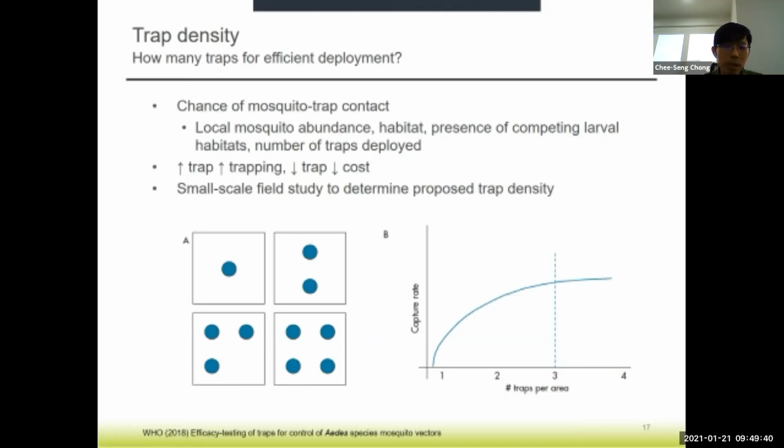So really, you will need to start a very small scale field study to determine the proposed trap density and know whether it's sufficient or not. That's sometimes also very dependent on the logistics as well. Some comments about using LL fabrics, and you can consider all these ideas as well. I think it's good that all the participants are sharing some of these thoughts. Do we have any questions on trap density?